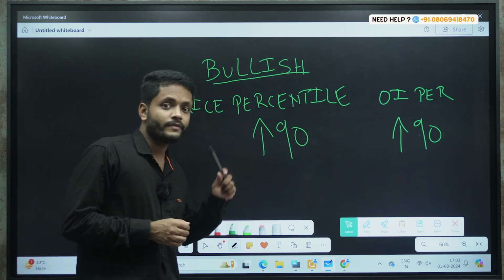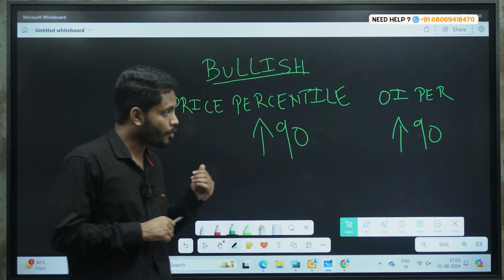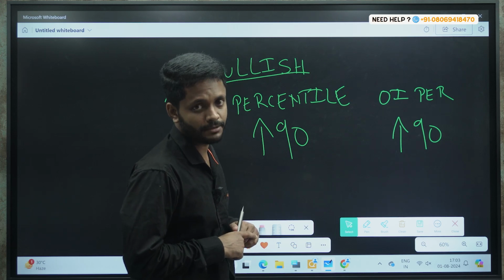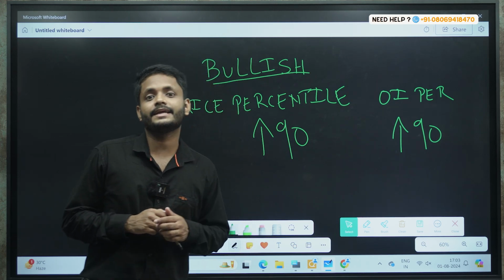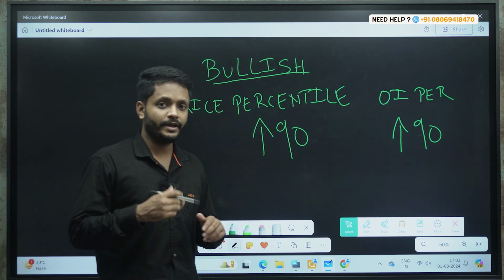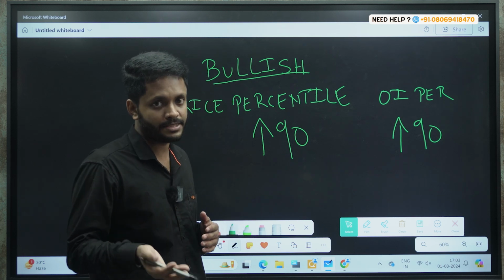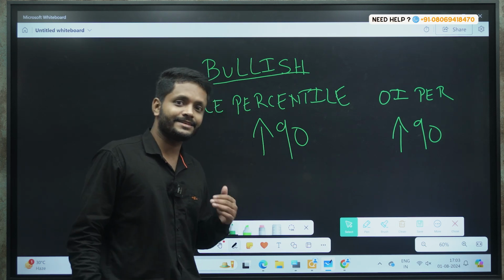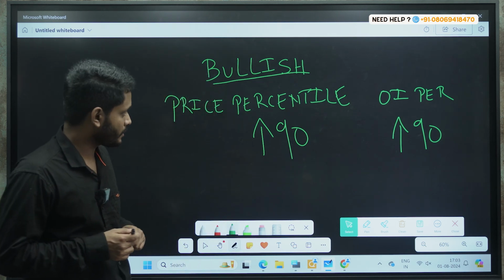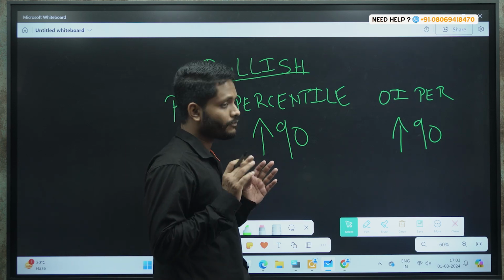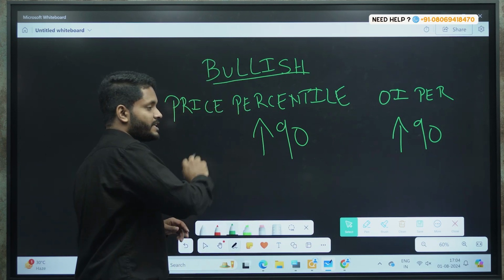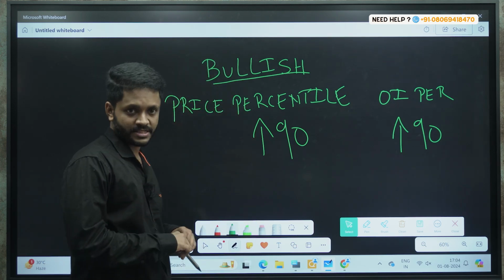previous high. Along with it, if you see the OI percentile also greater than 90, then what does it mean? Even people are interested in this stock. So when more and more participation happens, there is a possibility that this time the stock might break out. Correct? So the condition for finding a bullish trade is the price percentile should be above 90 and also the OI percentile should be above 90.